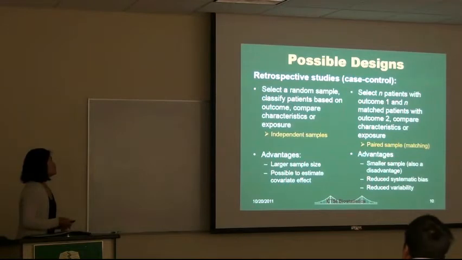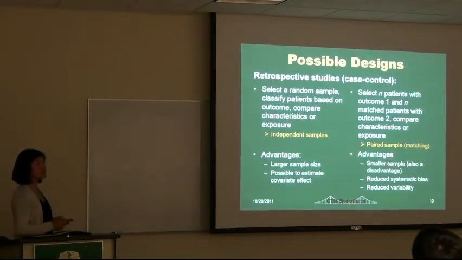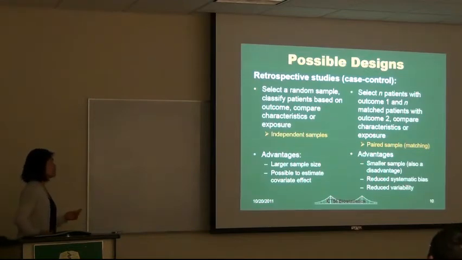Another scenario where you can encounter pair data is retrospective studies or case-control studies. In case-control, let's say from a large database, you can randomly select a sample and then classify patients based on their outcomes, right? And what you want to do is go back and look at their characteristics or exposure to certain factors of interest, and then see if there's an association between the outcomes and the factors of interest. In that case, you get independent samples.